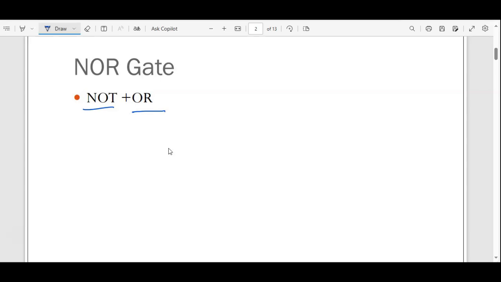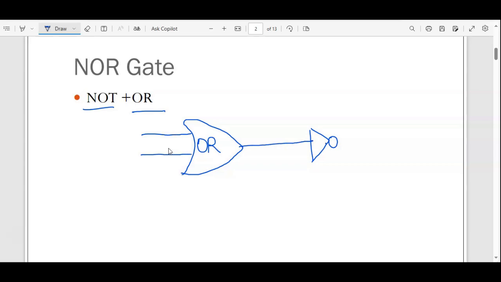So let us start. First, I'll draw the OR gate. In this way, you can draw the OR gate. And then the NOT gate. So this is your NOR gate. Now if you join both, this one is the OR gate and this is the NOT gate, and when you join them, this is the input and the output. So this is the symbolic diagram for the NOR gate.